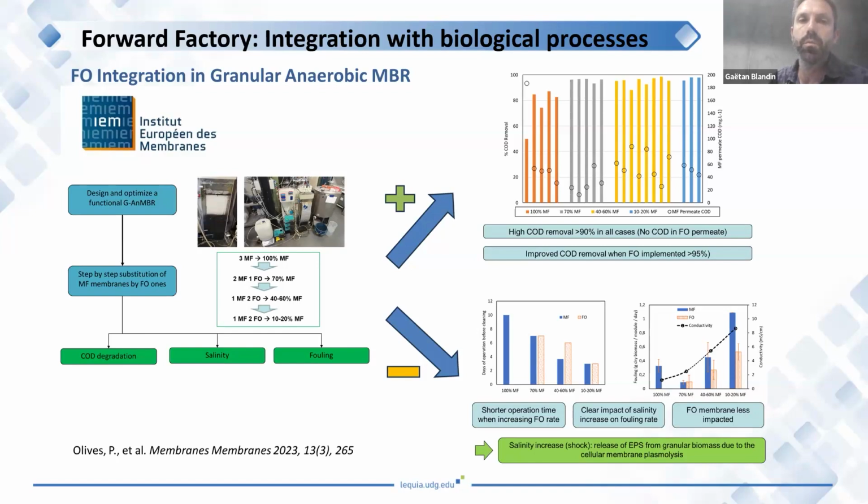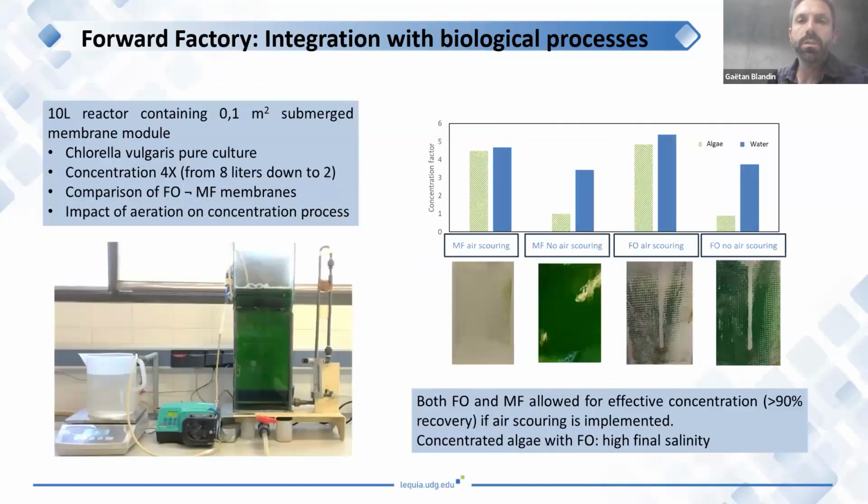We did also more studies regarding microalgae, so using FO to concentrate microalgae. What we saw is that the best configuration we found was to use submerged FO. In that case, we could concentrate microalgae quite well, up to 4 times. And if you have air scouring, aeration, in the system, you have very limited membrane fouling, so you can really efficiently concentrate your microalgae.